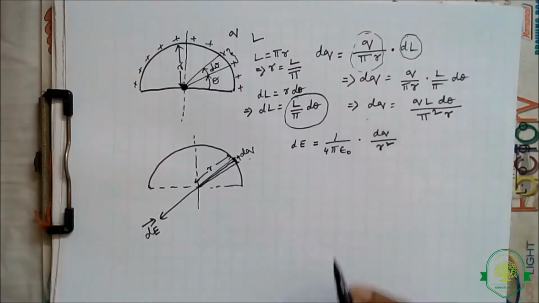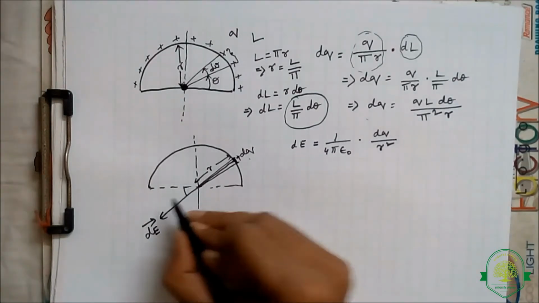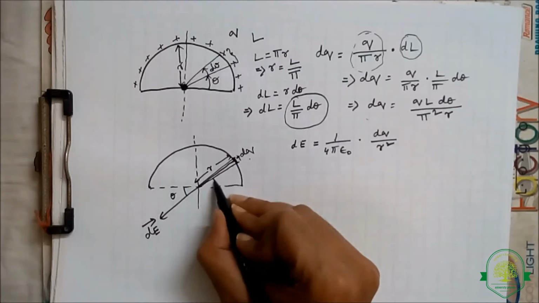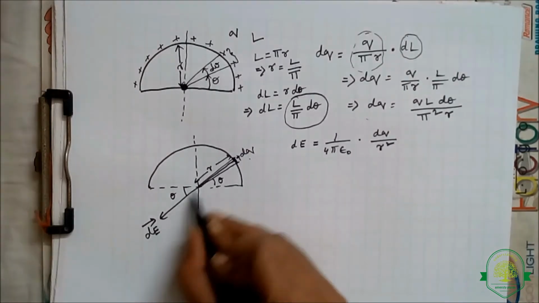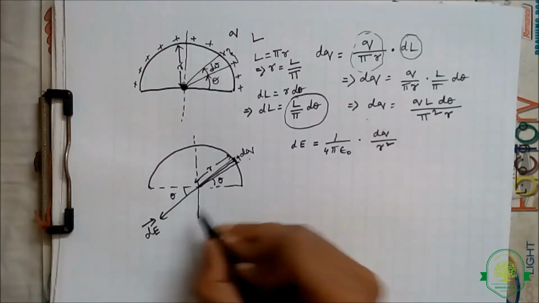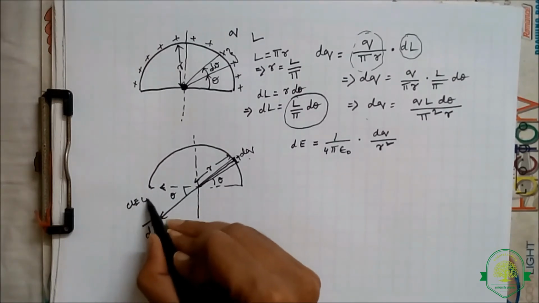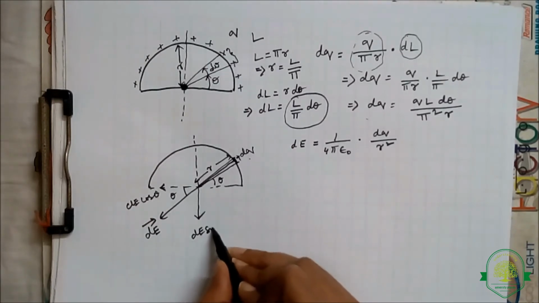Now we know what dq is. We'll substitute it, but before substituting the expression for dq into the expression for electric field, we'll have to figure out one thing. Say this angle is theta. Actually, this angle is theta because it is vertically opposite to this angle. And if we split the electric field into its components, we get a component dE cos theta on this side and another component dE sin theta on this side.